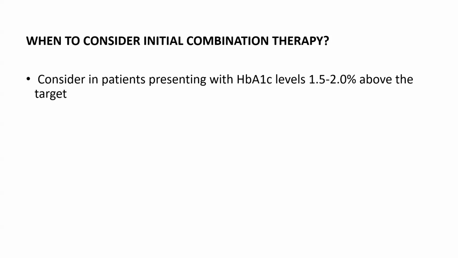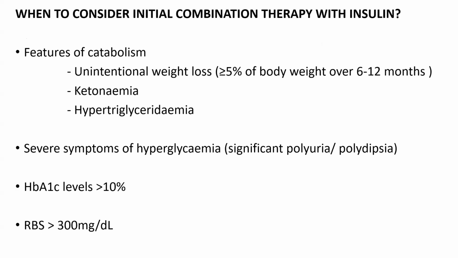Initial combination therapy can be either with an oral drug or insulin. These are the instances in which we consider initial combination therapy with insulin. In that case, it will be metformin coupled with an insulin.